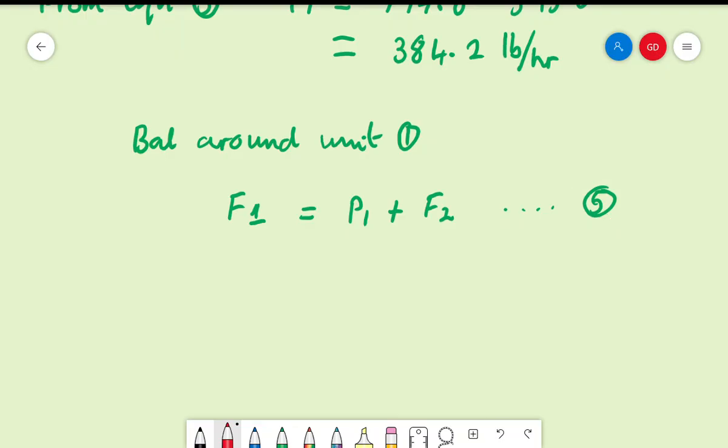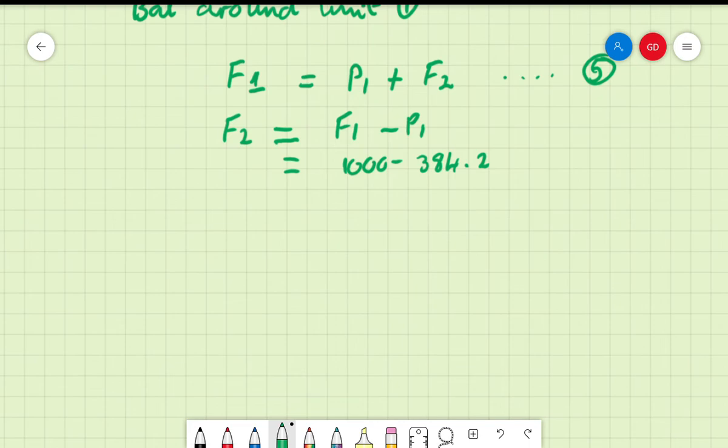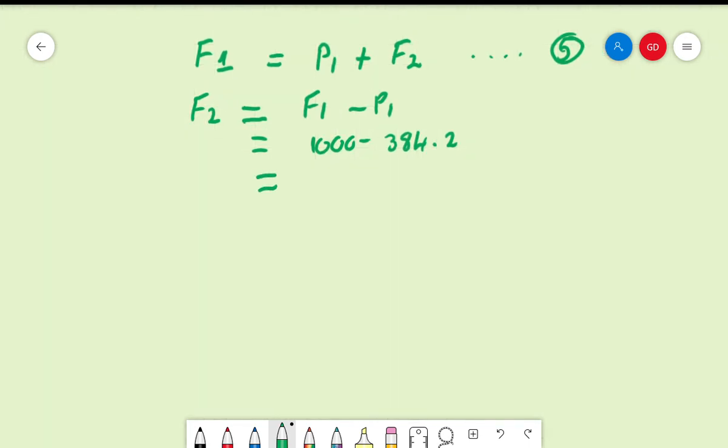Okay, so equation 5, substitute, we have the values now, so everything becomes simpler than before. To find F2, it's going to be F1 subtract P1. So it's 1000 subtract 384.2. Let's see what we get there for F2.